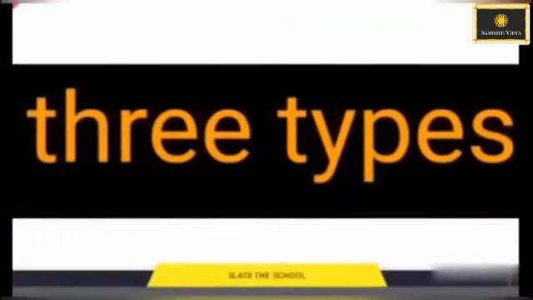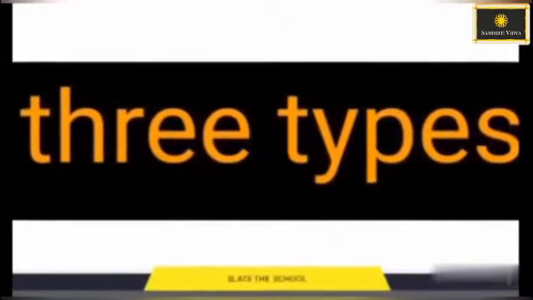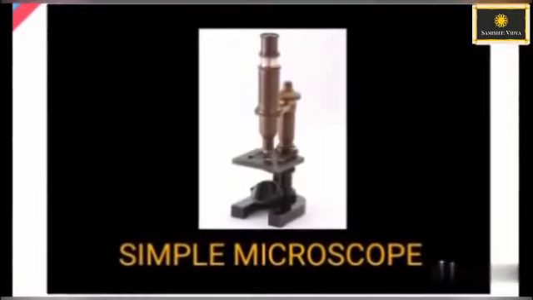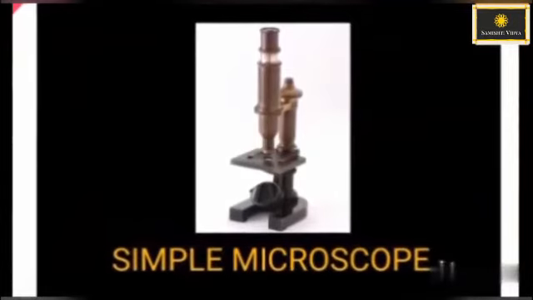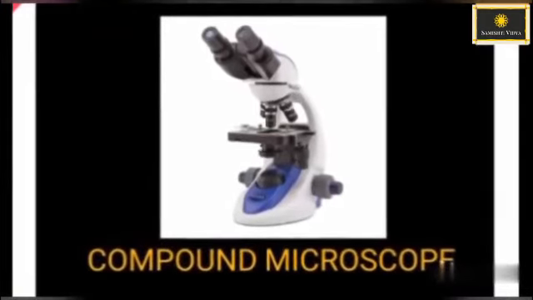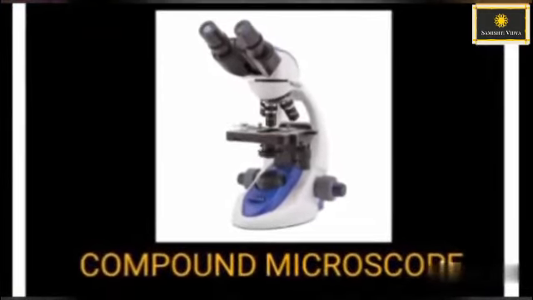Microscopes are of three types. Number 1, simple microscope. A single convex lens that can magnify the object up to 10 times. Number 2, compound microscope. This microscope consists of 2 or more lenses and is illuminated by light. So, these microscopes are also called light microscopes.